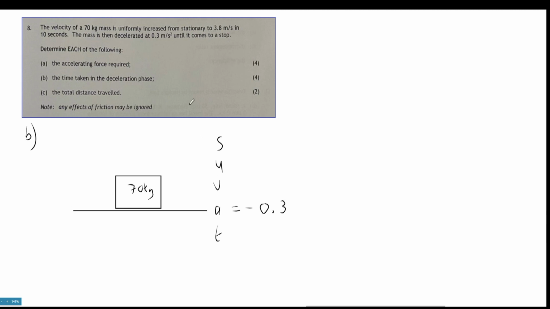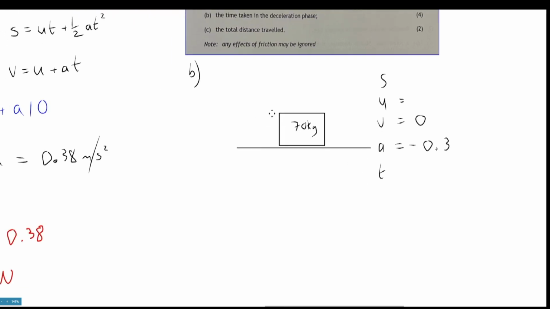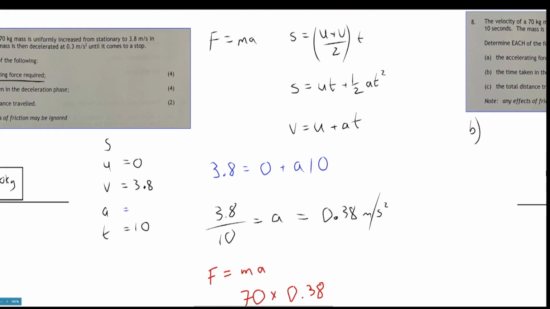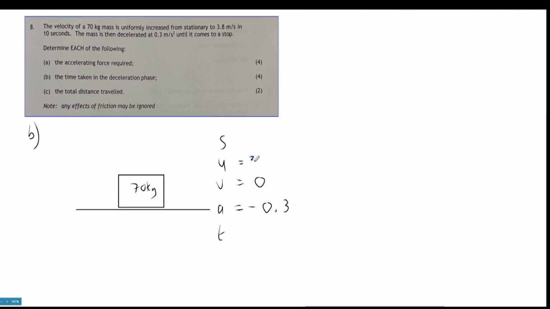And then it's coming to a stop. So the final velocity will be equal to 0. Its initial velocity was the final velocity of the previous part, right? Because the whole thing was moving at this speed, at this velocity. So we can take the initial velocity as being 3.8. And then we have to calculate the total distance traveled, that's in both sections, and the time taken. So I want the time taken for this part. So let's calculate the time taken.